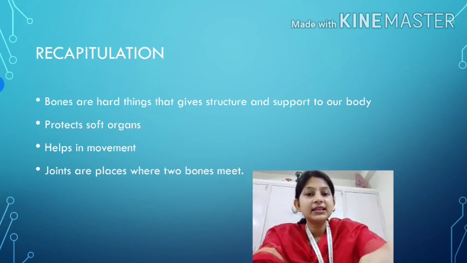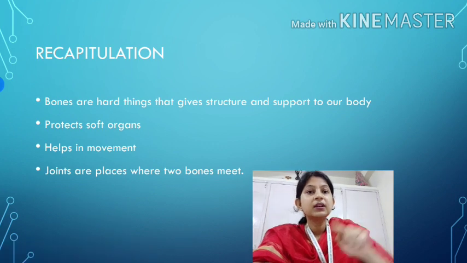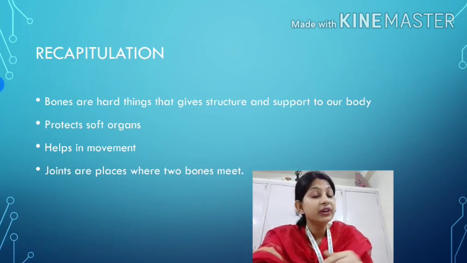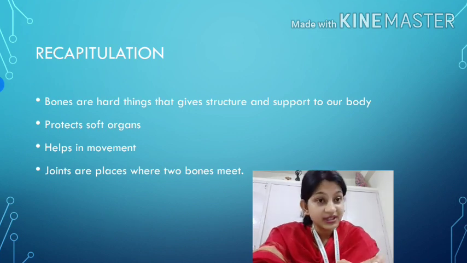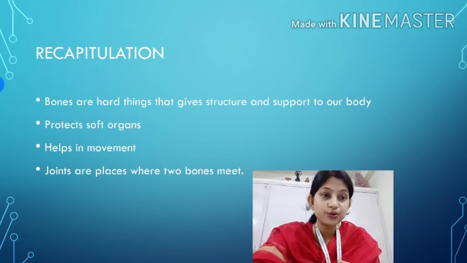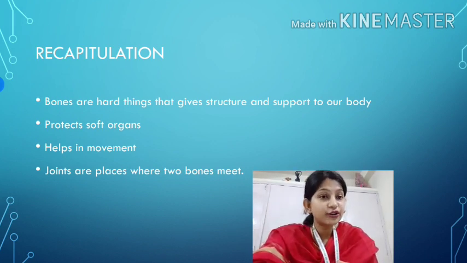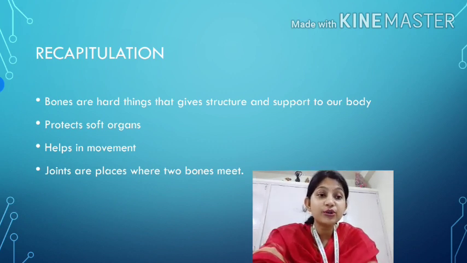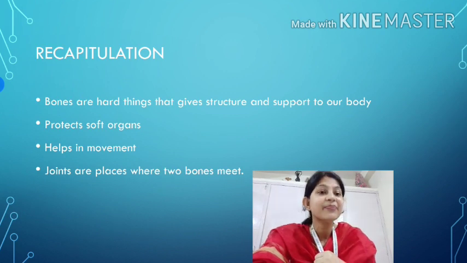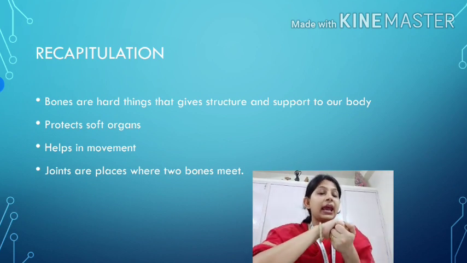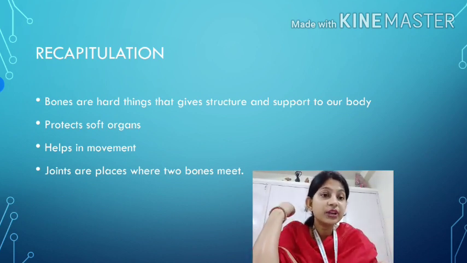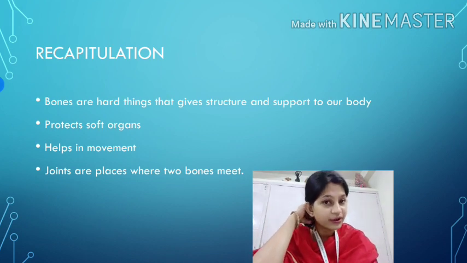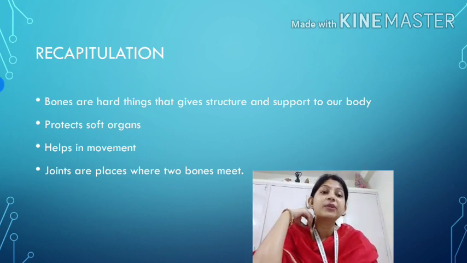Okay, in our last class, students, we got familiar with the term bones. Yes, bones are present in our whole body and they give structure and support to our body. Yes, and they protect our internal organs. Then we learned that when we were children, we had how many bones? 300 bones. Yes, but when we developed, some of our bones fused together, and now as an adult we have how many bones? 206 bones. Okay, then we also learned that bones help in movement.